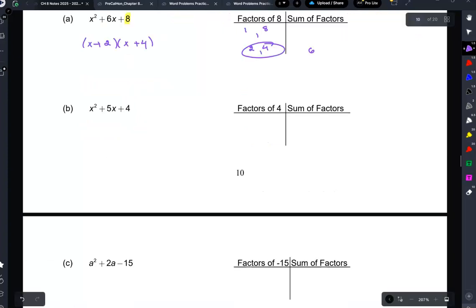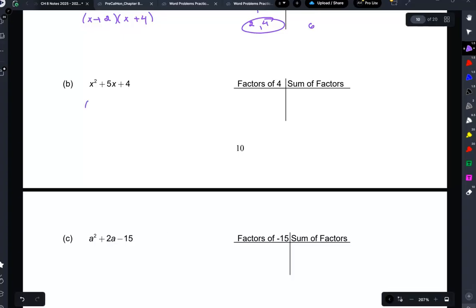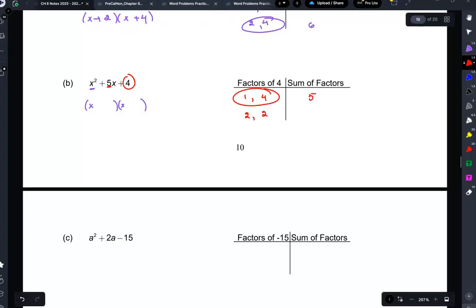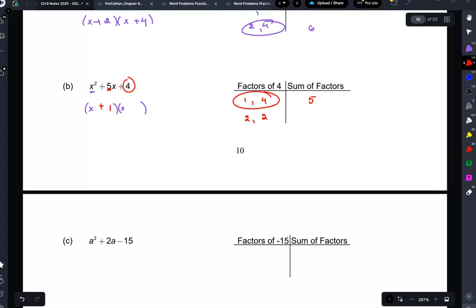Okay. So here we go. Take a look at this one. I have x and x because that multiplies to x squared. So now I need factors of 4. Well, that could be 1 and 4, 2 and 2. Which one adds up to 5? This one. So because it's positive 1 and positive 4, I do plus 1 plus 4.